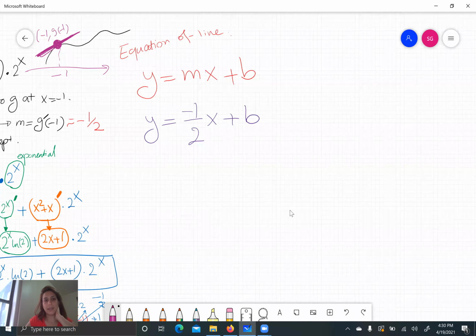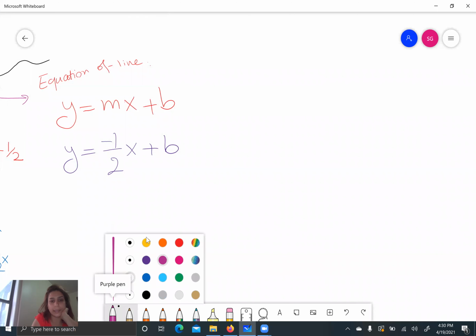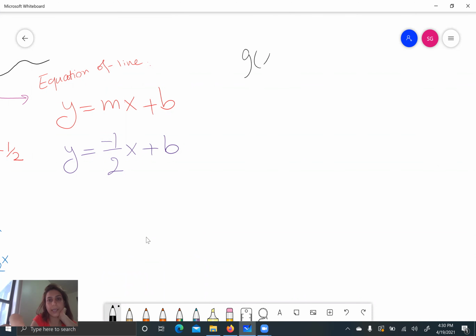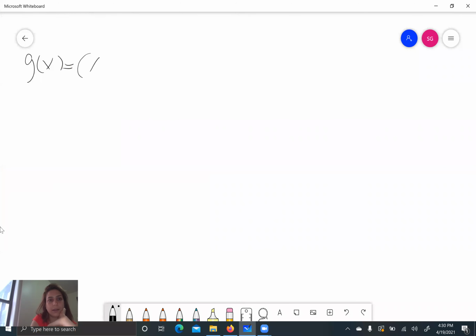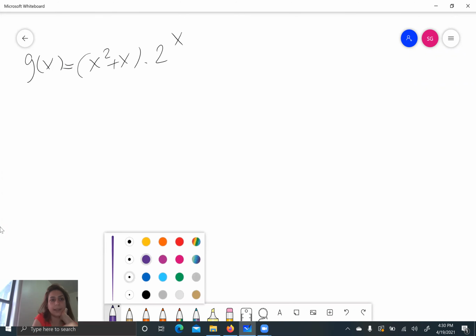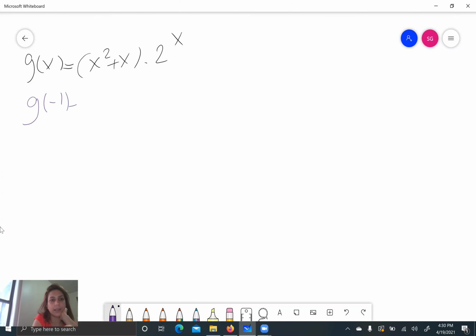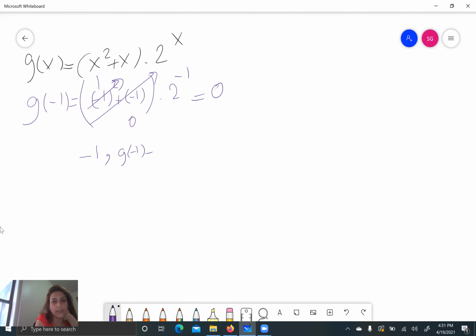So let me evaluate that here. Again, g of x is, what was g of x? x squared plus x times 2 to the x. So we are looking for g of negative 1. It's going to be negative 1 squared plus negative 1 times 2 to the negative 1. This is going to be positive 1 minus 1, going to be 0. 0 times anything is going to be 0. So the point is negative 1 and g of negative 1, which is 0.